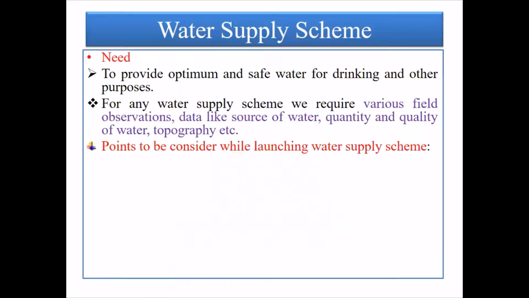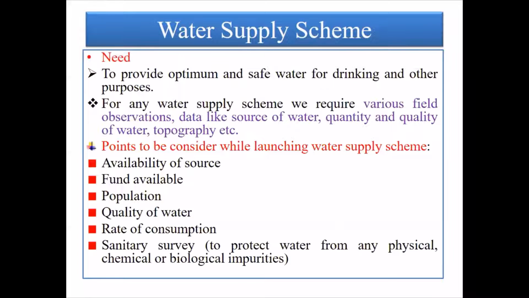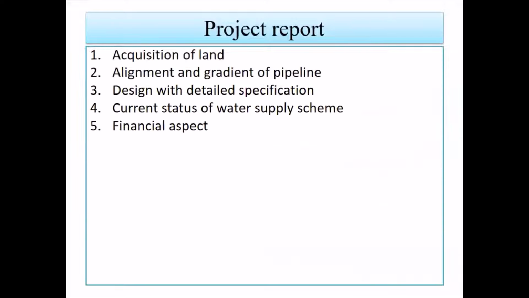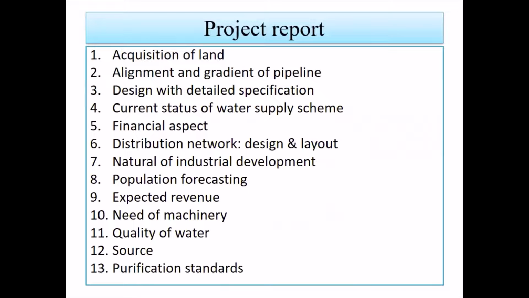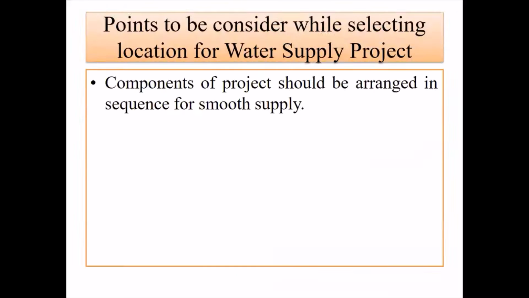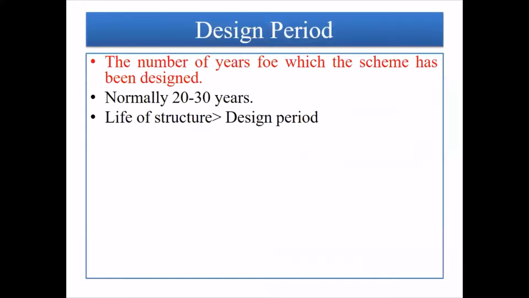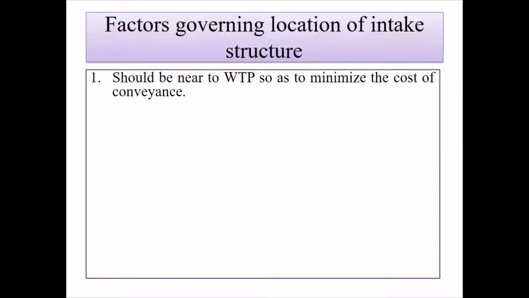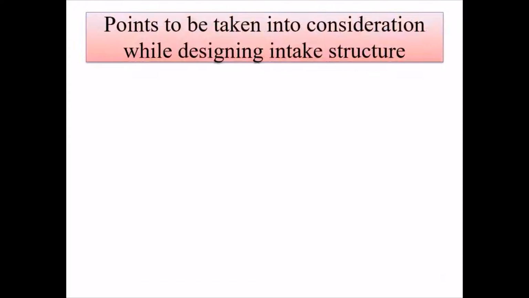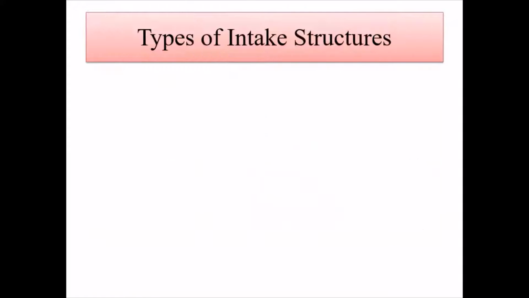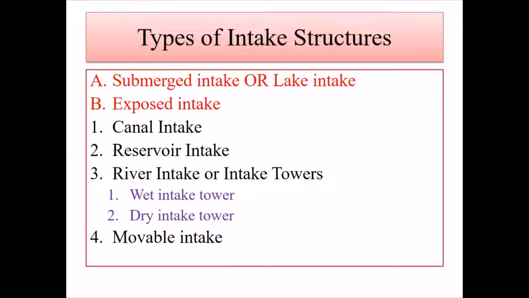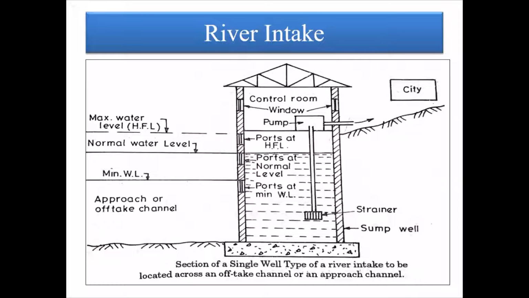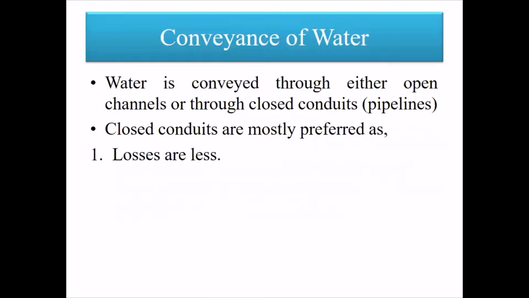In the last lecture, we studied the water supply scheme, the important parameters of the water supply scheme, the design period, factors affecting the design period, the flow diagram of the water supply scheme, the intake structure, types of intake structure, factors affecting the intake structure, and then types of pipe and the water conveyance system.